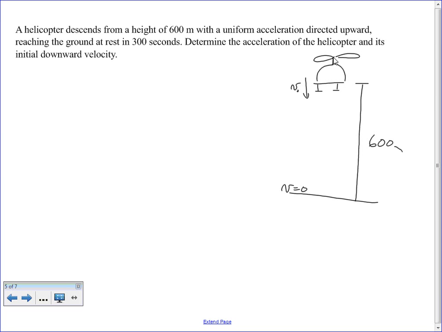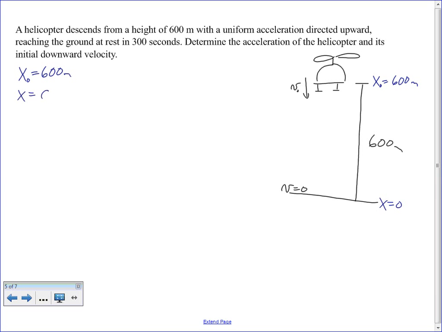So again, just like everything, I'm going to list my initial position. I could use y since these are vertical positions, or I could just say that this is x equals 0 and this starting position is 600 meters and my x-axis is just in the vertical direction. So I'm letting it start at a position of 600 meters.